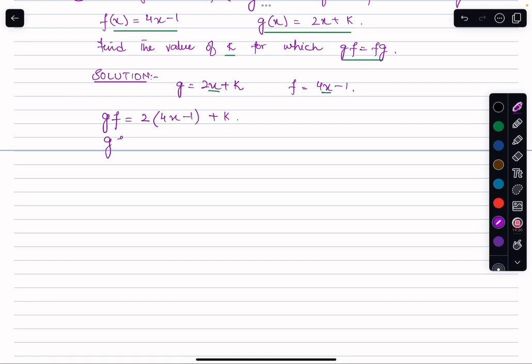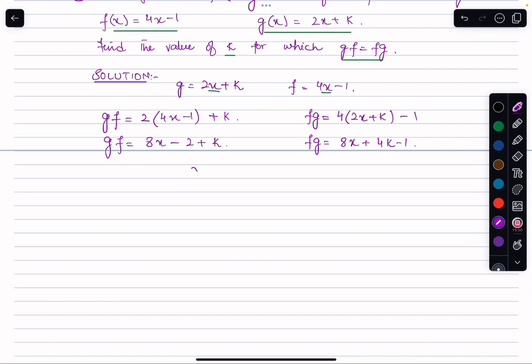So I can say g of f will be equal to 8x minus 2 plus k. In the same manner, I will find f of g. So for f of g, in place of x in the function f, 4x minus 1, I will be substituting 2x plus k, and then it's a minus 1. So f of g is going to be 8x plus 4k minus 1.